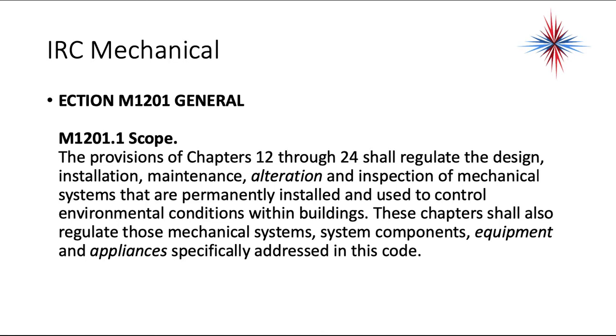Okay, basically we're going to be talking about Section 1201. It's under the general. Every section starts with a scope. So the provisions of Chapters 12 through 24 shall regulate the design, installation, maintenance, alteration, and inspection of the mechanical systems that are permanently installed and used to control the environmental conditions within the buildings. These chapters shall also regulate those mechanical systems, system components, equipment, and appliances specifically addressed in these codes. Okay, so the International Residential Code has a mechanical section. This is basically Chapters 12 through 24.